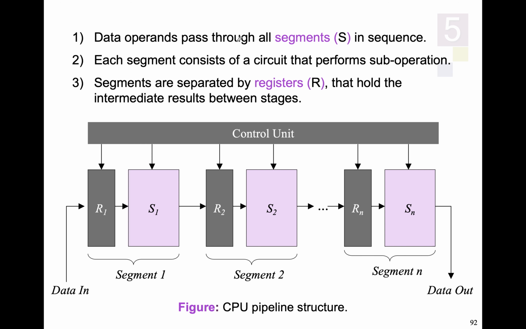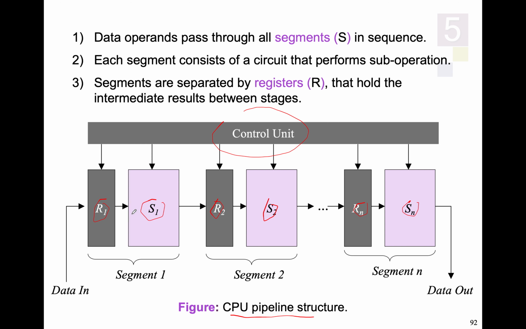First, data operands pass through all segments. Second, each segment consists of a circuit that performs a sub-operation. Third, segments are separated by registers, R, that hold the intermediate result between stages. So you can see this is one segment, second segment, and so on, repeating. You have a control unit, and this is the picture of the CPU pipeline structure. This is segment, segment, segment. R refers to your register.